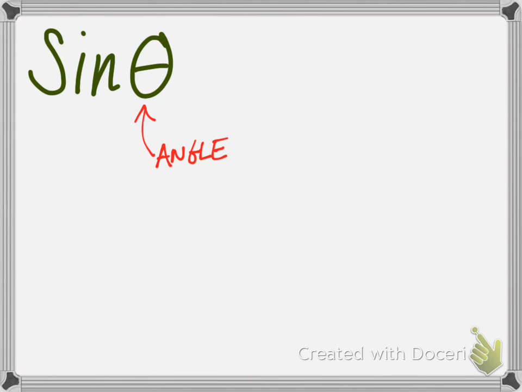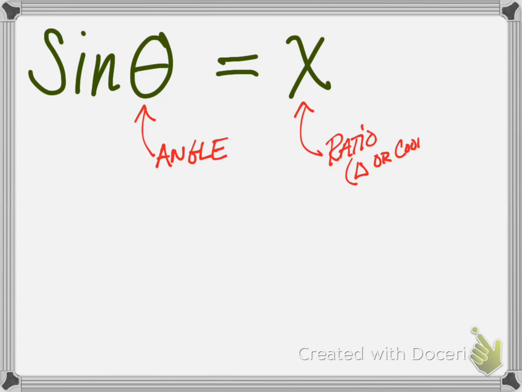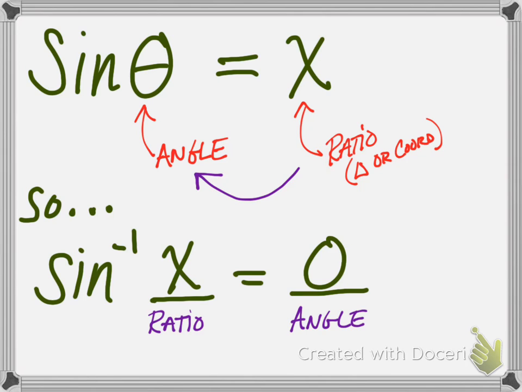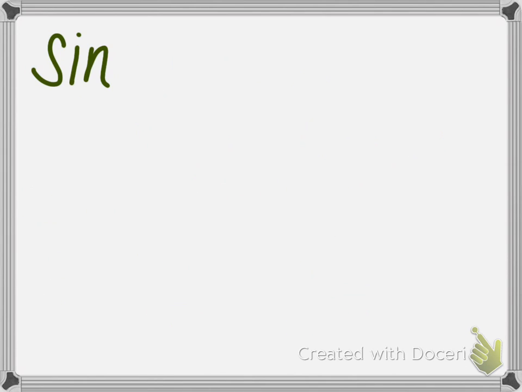Alright, so if I look at sine of theta, well, if I think about what is my domain, what am I plugging into the sine function? I'm plugging in angles. And it gives me a ratio. Or if we're talking about our coordinates, we're talking about coordinates. If I wanted to go the other way around, inverse, I would want to put in a ratio, and I'm going to get out an angle.